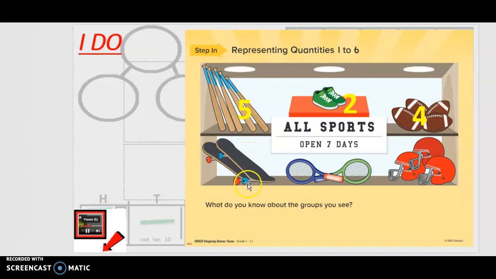I'm going to come here to the skateboards and do the next 3 a little bit faster, okay? 1, 2, 3. There we go. That's all we're doing today is representing those quantities 1 to 6 and then 1 to 10. Pause the video if you need to, but let's keep going further if we can.